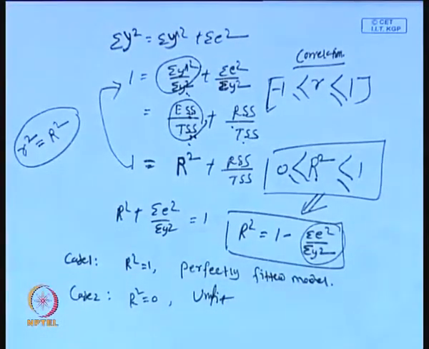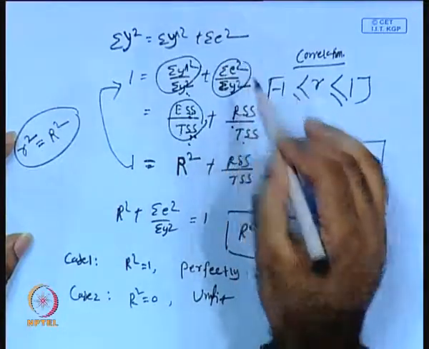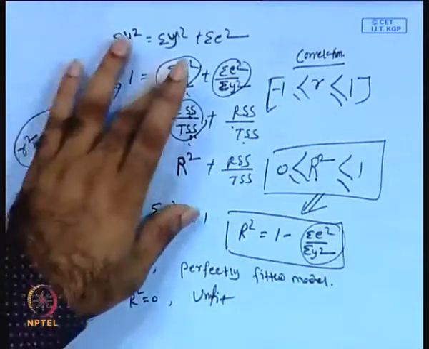What you can now explain is that when R square equals 1, we interpret that the model is perfectly fitted, keeping other things constant. Okay. Now case 2: when R square is equal to 0, then the model is completely unfit. That means the entire variation comes from u only. So this particular item is equal to 1 and this is equal to 0.